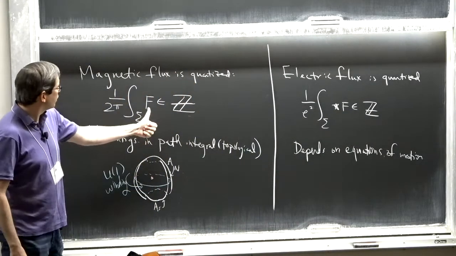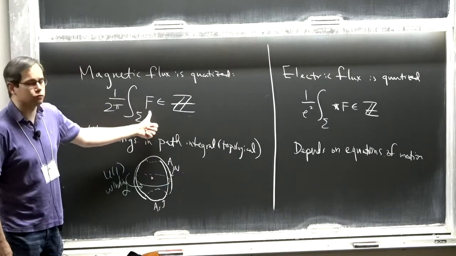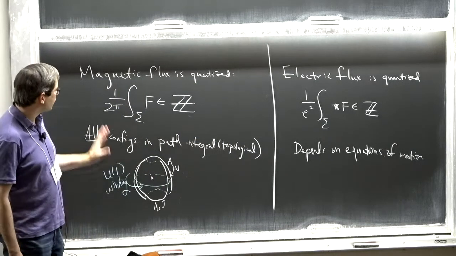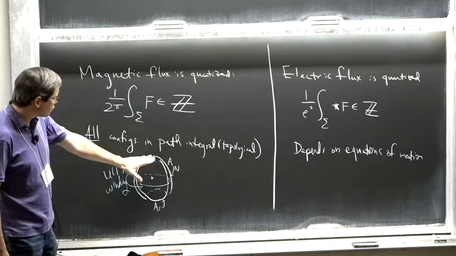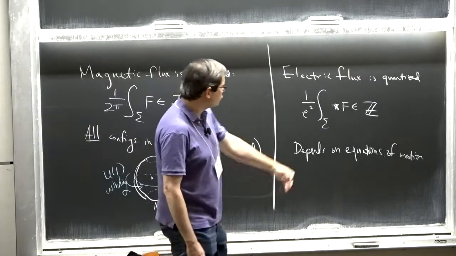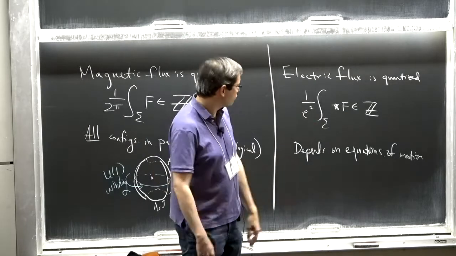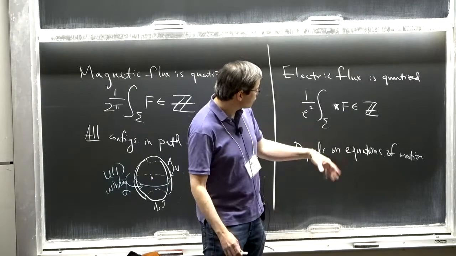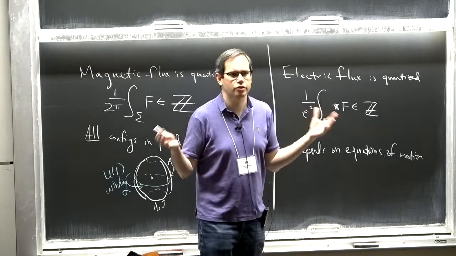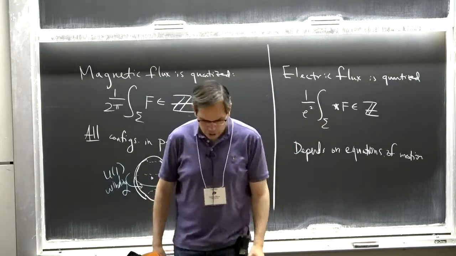This law depends just on this differential form F, and it's very simple, but it has this topological nature. This one can be a much more complicated expression that really depends on all the details of the theory. But it's simpler in the sense that it doesn't involve any topology. It's just simple gauge field configurations.